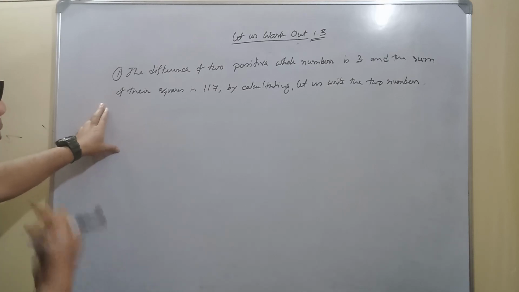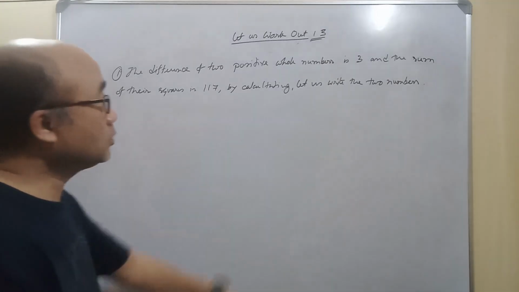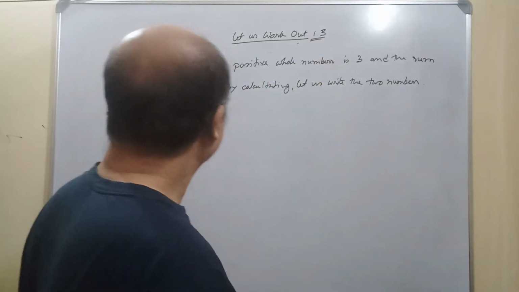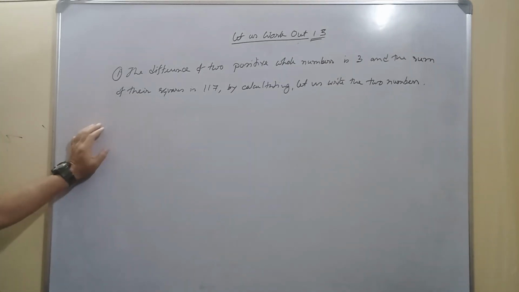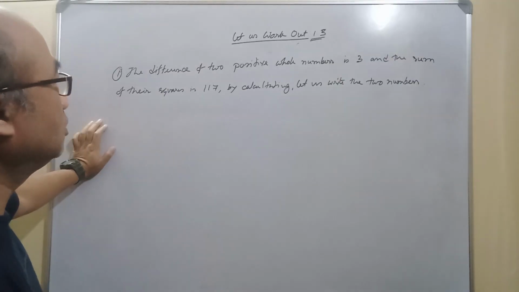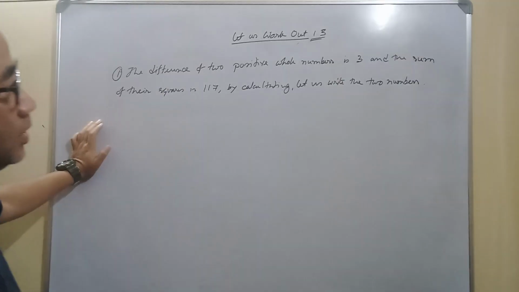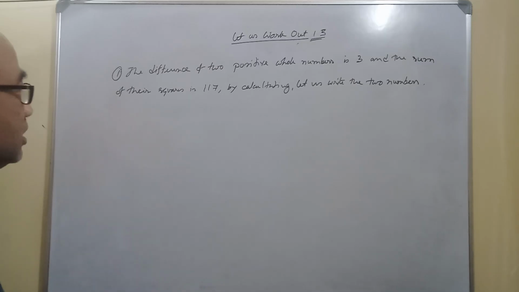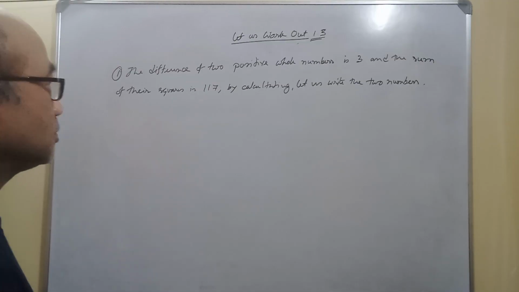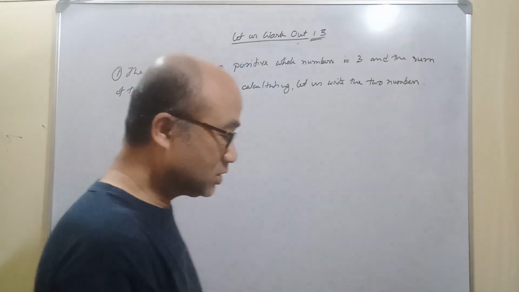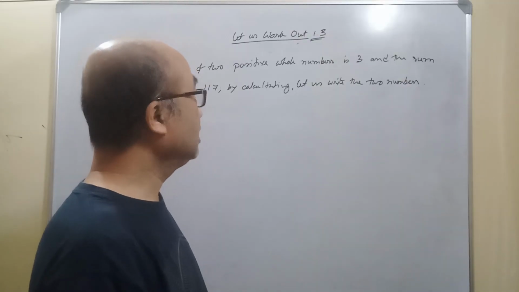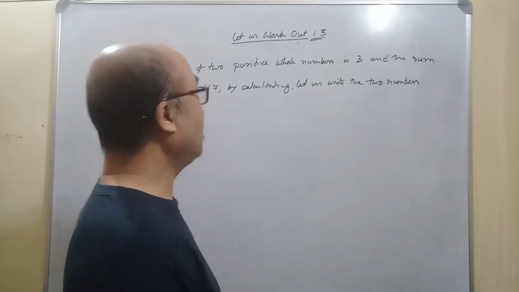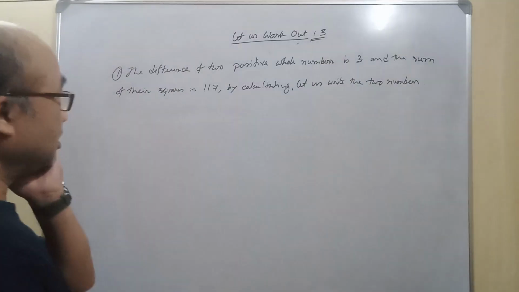So question number 1, let us work out 1.3. Question number 1: the difference of two positive whole numbers is 3 and the sum of their squares is 117. By calculating, let us write the two numbers. So there are two positive integers, their difference is 3 and the sum of their squares is 117.